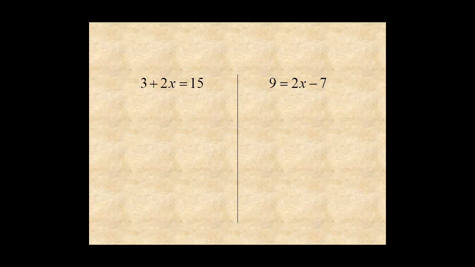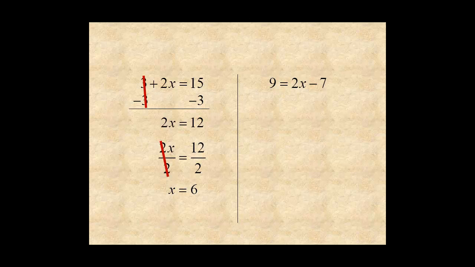Here are 2 more examples of two-step equations. For the equation on the left, the constant term is first. Solve the equation by subtracting 3 from both sides and dividing by 2. For a solution, x equals 6.